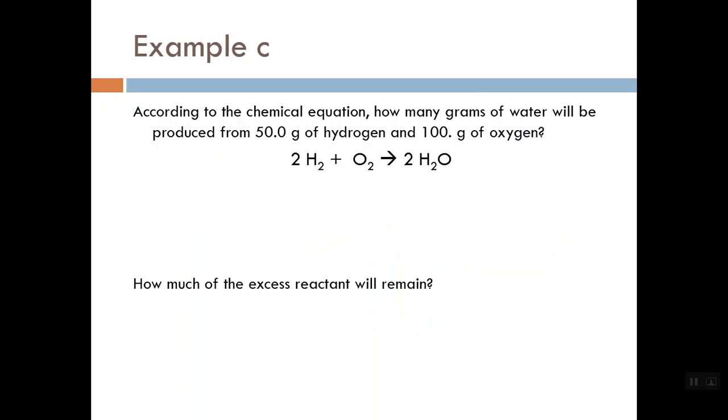So go ahead and try the next example on your own. So pause the video, and when you're ready, you can go ahead and play it, because the next thing that's going to pop up are the answers. You should only be able to produce 113 grams of water, and how much of the excess reactant will remain? 37.3 grams of hydrogen.